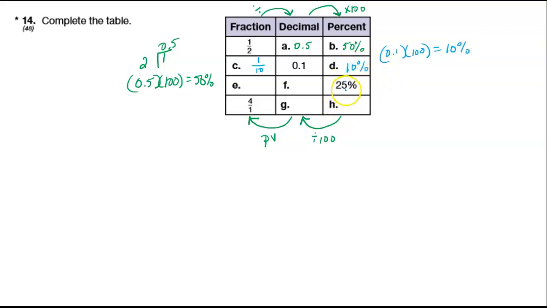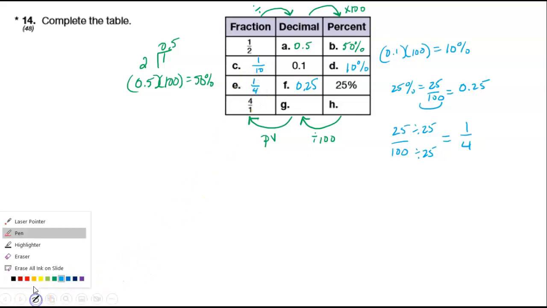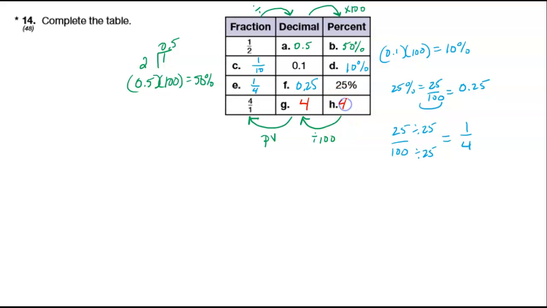All right, here I have 25%. So 25% is 25 per 100, and if I divide that, I get 0.25. Here is my fraction, 25 per 100, but I need to reduce it, so let me divide by 25. I get 1/4 as my fraction. Let me change colors again. Here I have 4/1, which is 4. 4 times 100 is 400%.